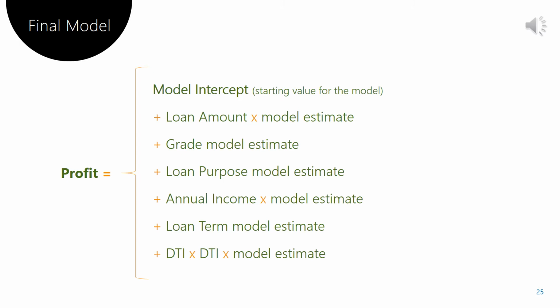So here's our final model. The one thing that we haven't discussed yet that's important to include here is you see at the top we have what's called a model intercept. This is essentially the starting value for the model. It's not important that we discuss how we get to that number, but the regression model produces what is essentially a starting point. Then we add in each variable and the model estimate, as you can see here.